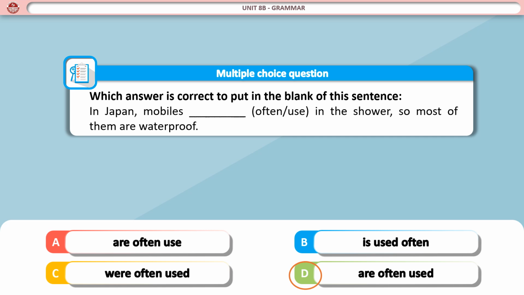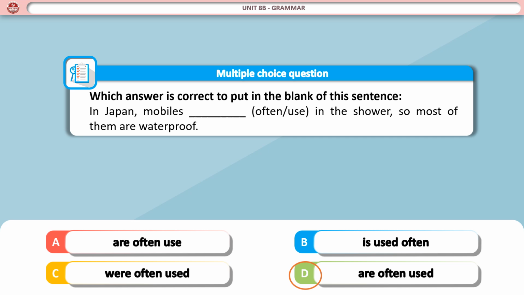We are left with C and D. But now, because of the adverb often, we know that the sentence is in the present. So we cannot use past tense for this part. So the answer D would be the only one that is suitable in this sentence. Mobiles are often used.